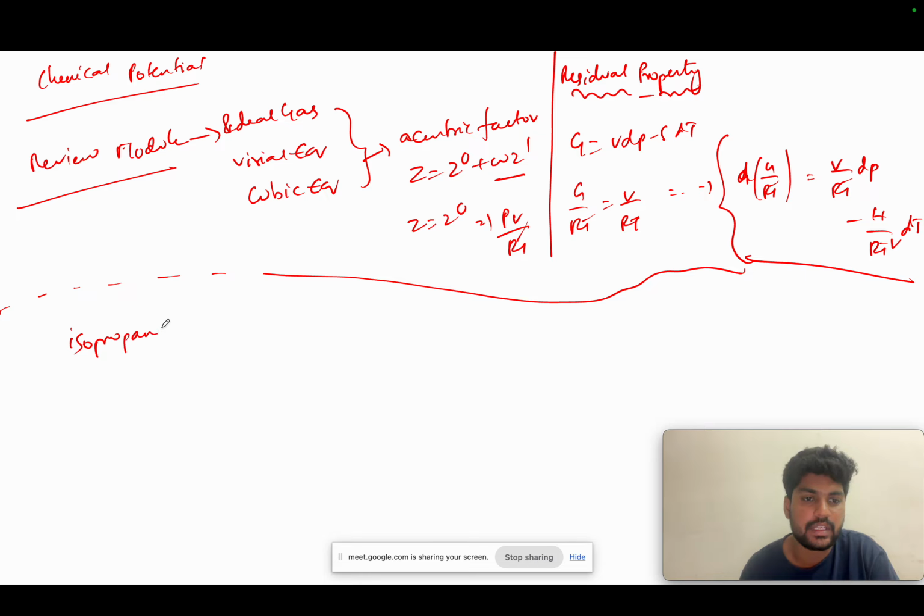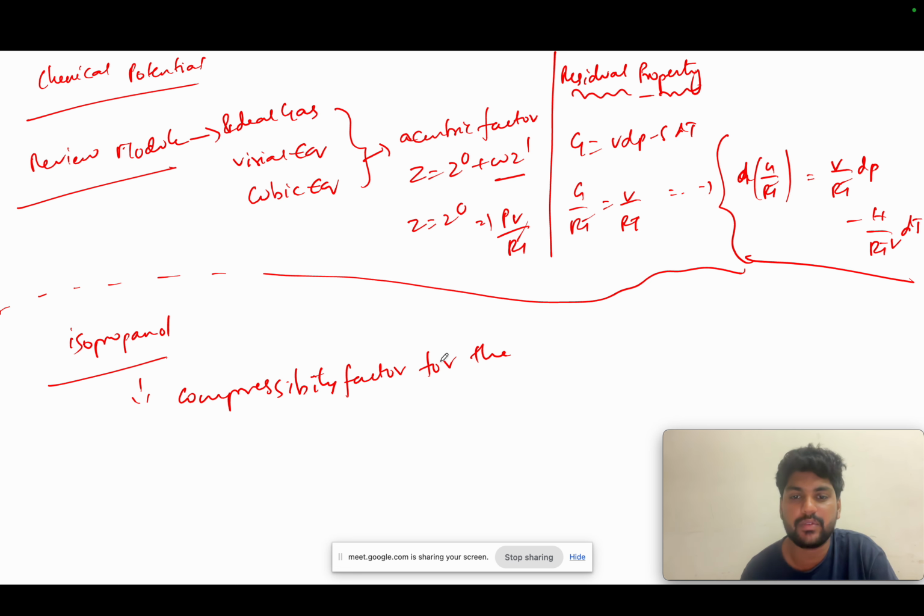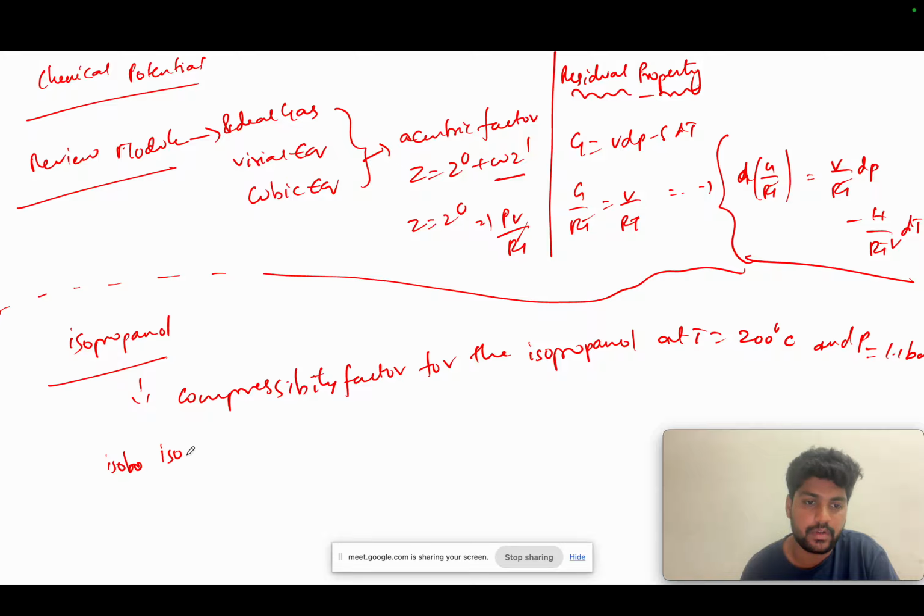Then for this, say in the isopropanol case, one of the examples which we discussed was the isopropanol case. Say if I ask to find the compressibility factor, this is also one of the model questions which can be asked in the assignment. Say compressibility factor for isopropanol at T equal to 200 degrees Celsius and pressure equal to 1.1 bar. We need to go to appendix B, which will be given to you. Isopropanol can be written as 2-propanol, as written in the sheet.